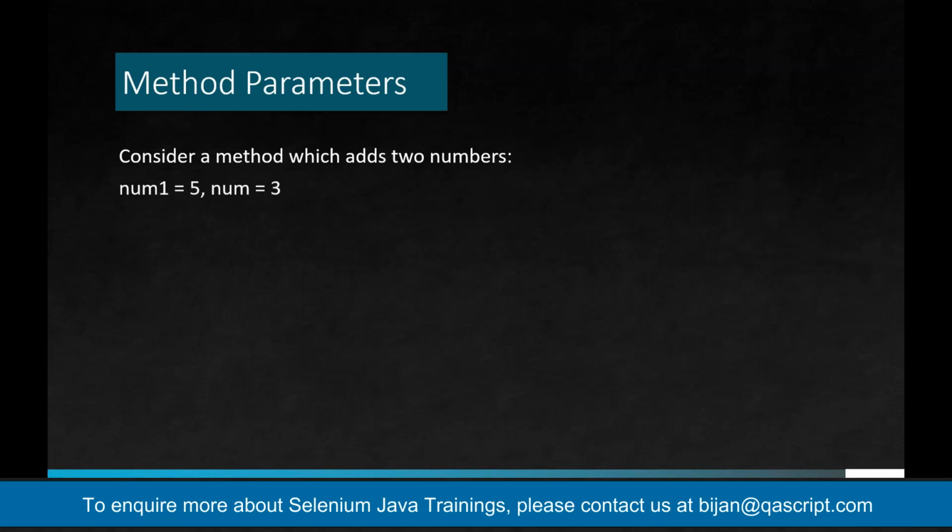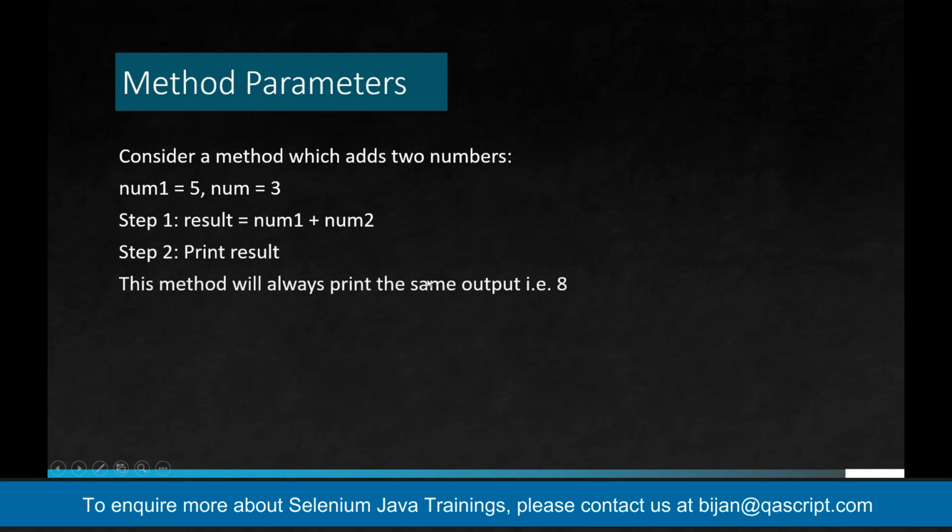So let's take an example here. We want to add two numbers. Number 1 equals 5 and number 2 equals 3. The result would be number 1 plus number 2, and we are just printing the result in step 2. So it is going to print the output as 8.